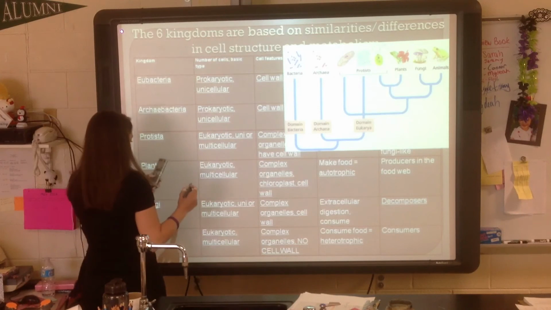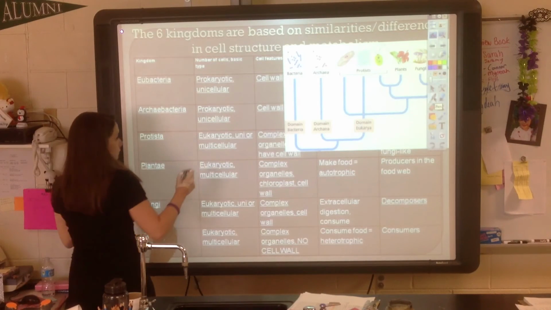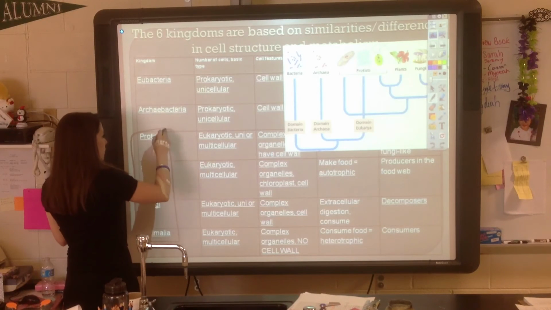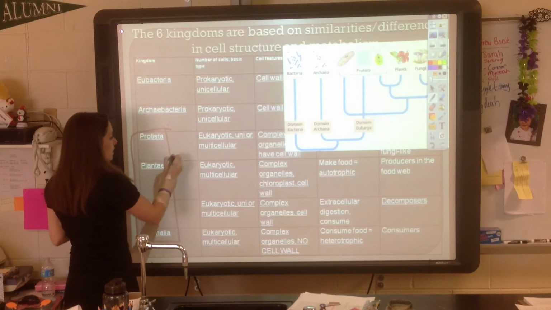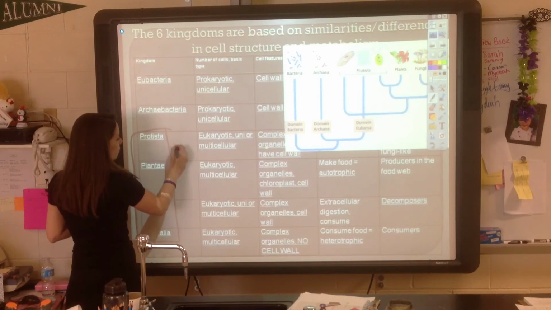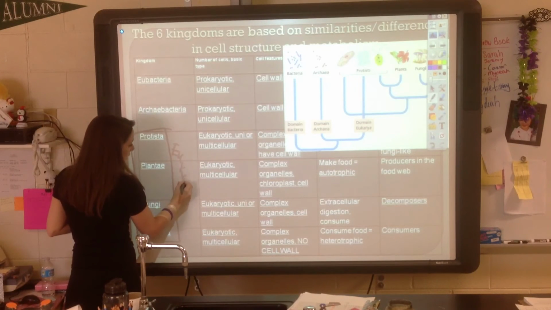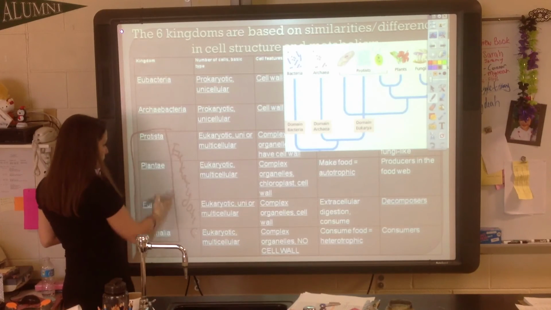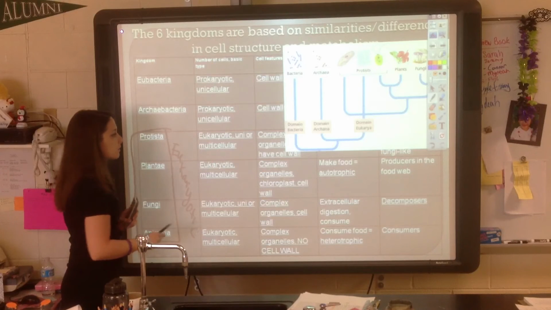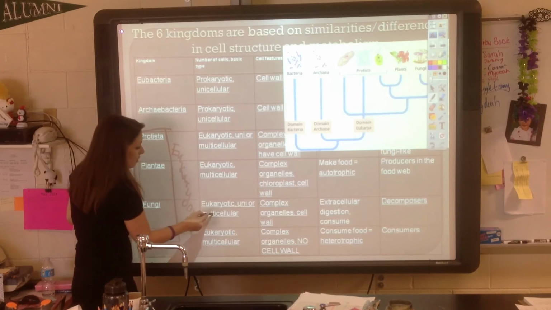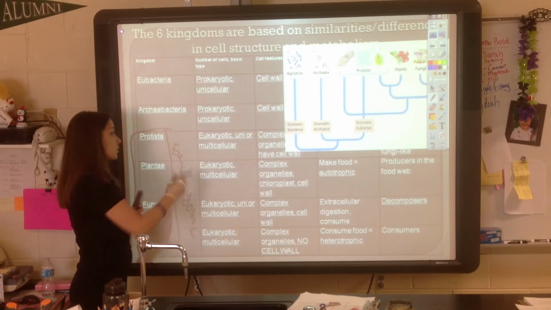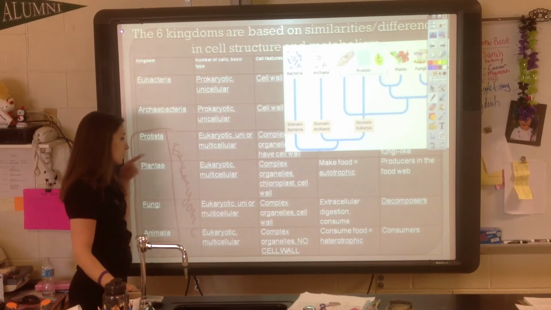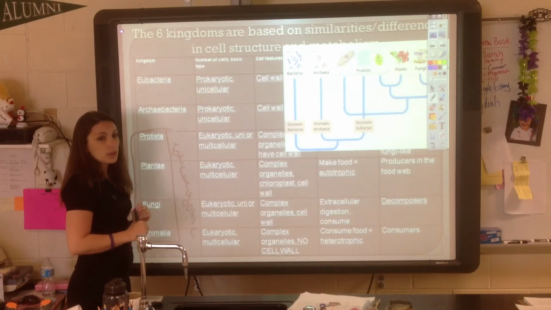So if you will, circle or square or put a bracket with these four and write eukaryotic. These four are all eukaryotic. These three are all multicellular. So protists can be unicellular or multicellular. But plants are always multicellular.